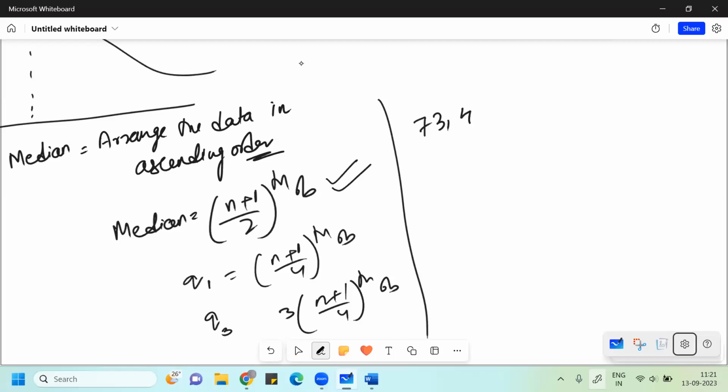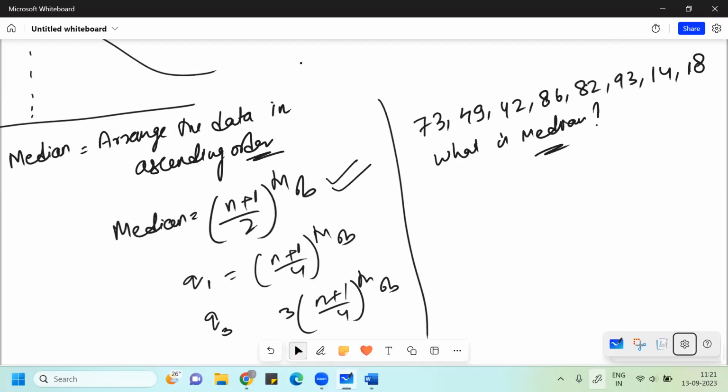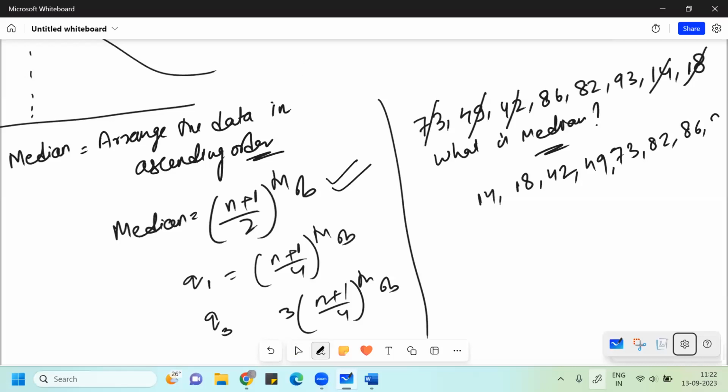If I give you 73, 49, 42, 86, 82, 93, 14, 18, some numbers like this, what is the median of these numbers? You arrange the data in ascending order. 14 is the smallest, then 18, then 42, then 49, then 73, then 82, then 86, then 93.